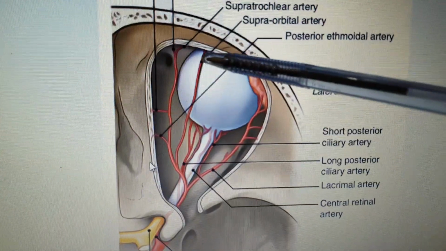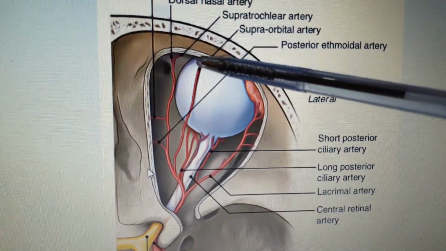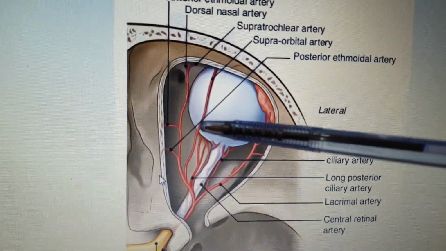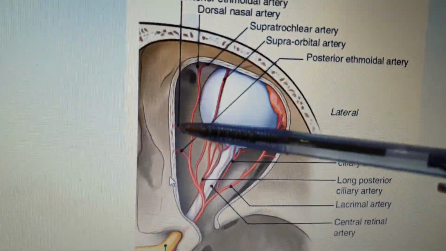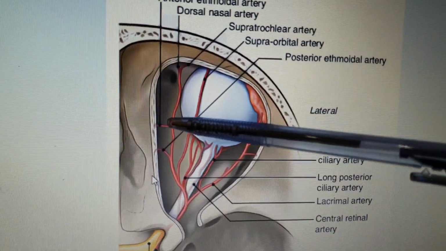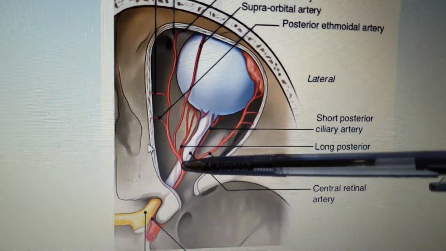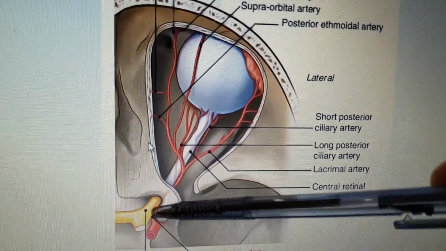So this supraorbital artery eventually goes to supply the frontal air sinus. The other artery which is supplying the frontal air sinus is the anterior ethmoidal artery. This artery here is the anterior ethmoidal artery, which also is a branch of the ophthalmic artery, which in turn is a branch of internal carotid artery.